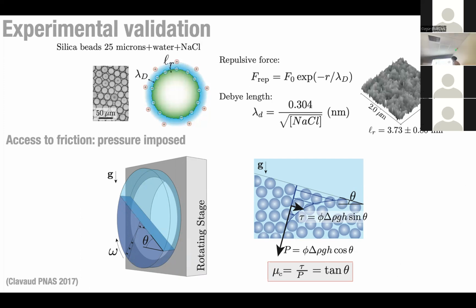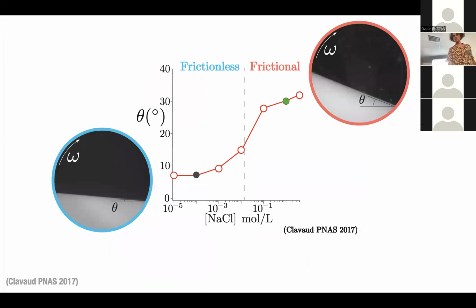And in this configuration, you see that the tangent of the avalanche angle is the ratio of tau over p, which are just the projections of the weight of the granular layer, right? So this means that simply by measuring the angle of avalanche, you have access to the friction coefficient of the suspension, okay? And so we measure the angle and we have access to the friction, and these are the results.